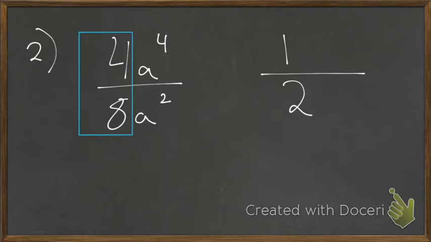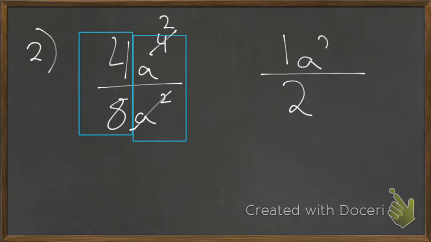Now I'm going to identify my variable that I have in common. I have an a to the 4th in the numerator. Remember, that's a times a times a times a. And I've got an a squared in the denominator. When I'm thinking about this, I'm saying 2 of these are canceling 2 of those, because a divided by a is 1.